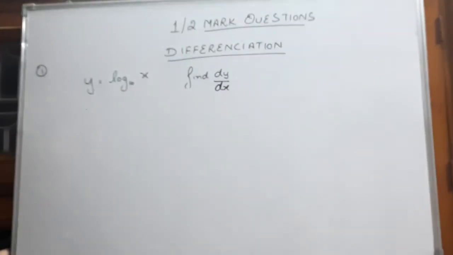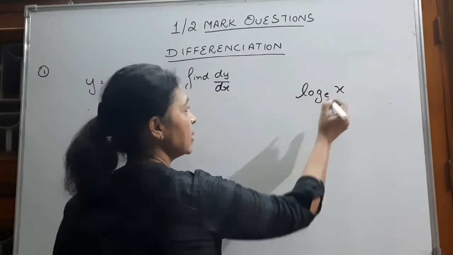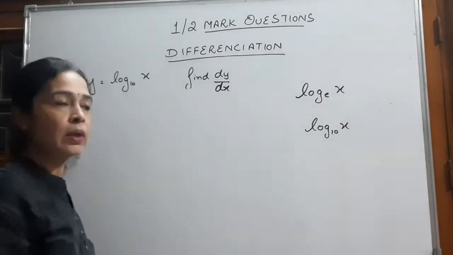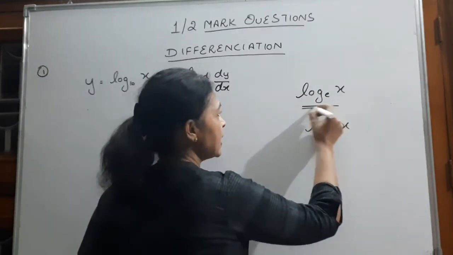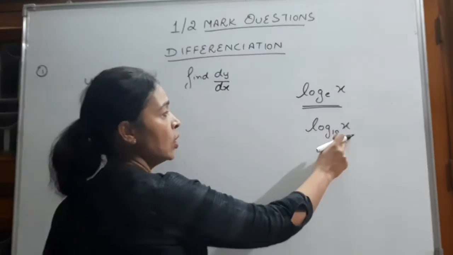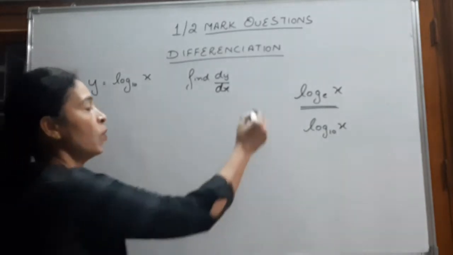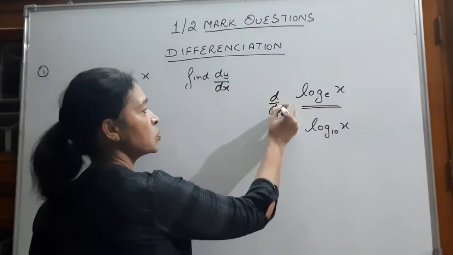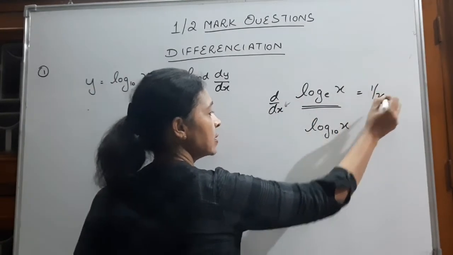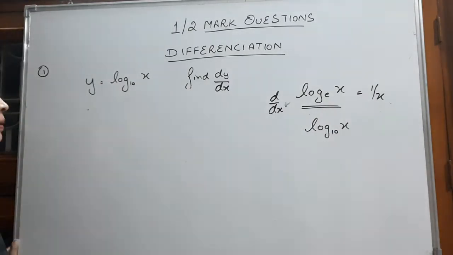Now बच्चे, what is the difference between log x to the base e and log x to the base 10? Log x to the base e is natural log of x and log x to the base 10 is common log of x. The derivative of log x to the base e is 1 by x. What about log x to the base 10?